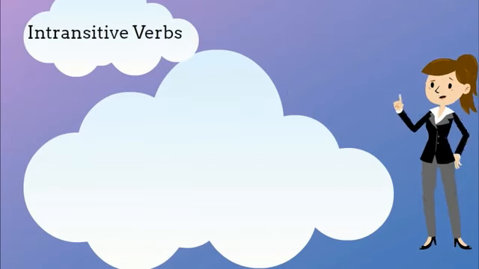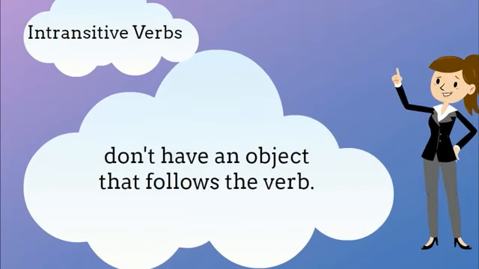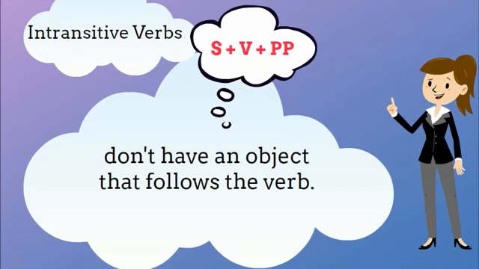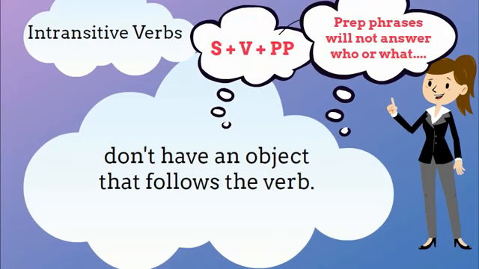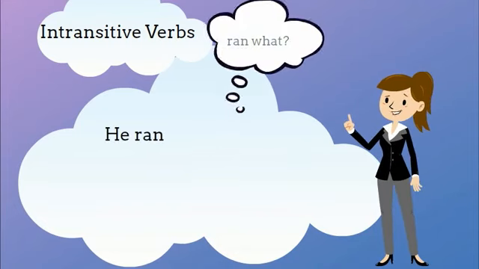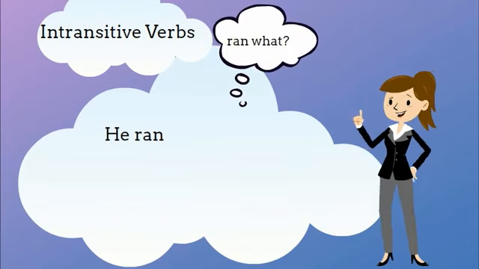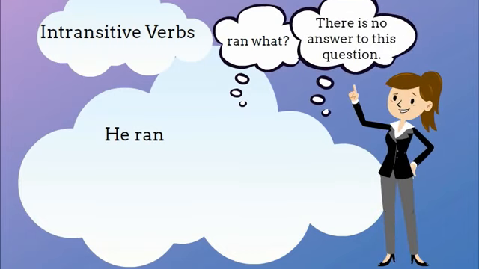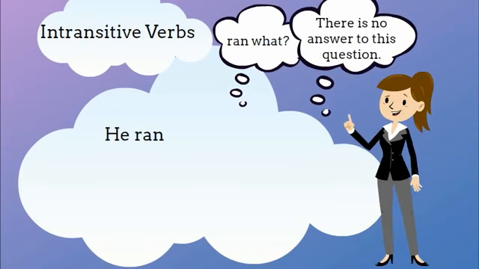Now we'll take a look at intransitive verbs. Intransitive verbs don't have an object that follows the verb. Usually you can ask yourself who or what after repeating the verb, and the answer will be the object. However, if there is not an answer to the question, who or what, that means that there's not an object. Here are some examples of intransitive verbs. He ran. In this sentence, it doesn't tell what he ran, so this is an intransitive verb since no action is being transferred to a receiving object.